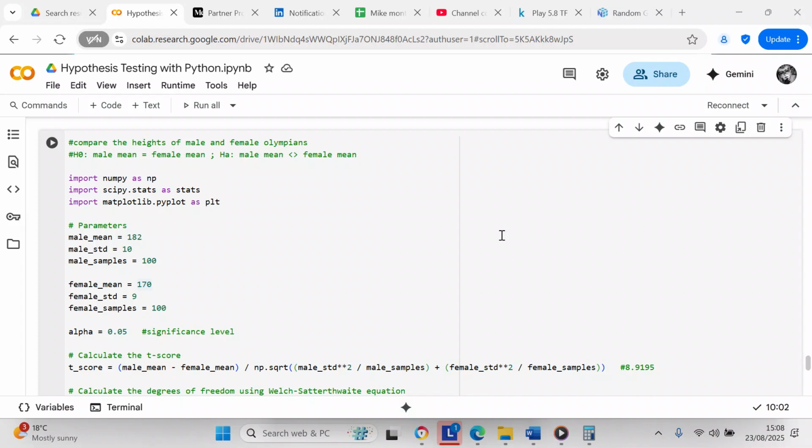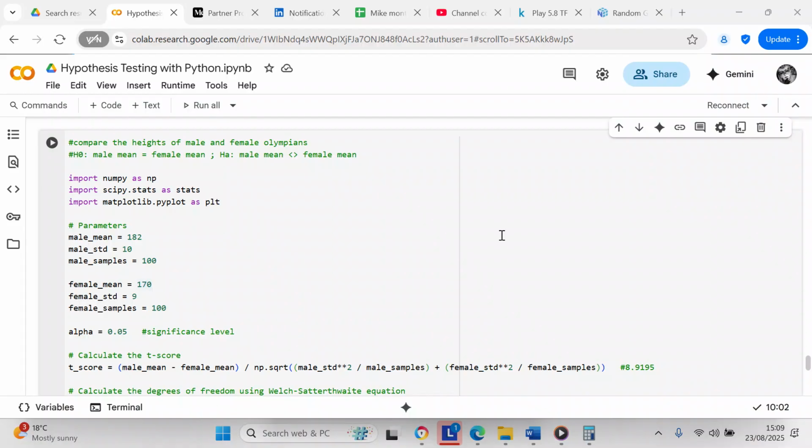In this particular video, we're going to do a difference of mean test that's going to be a little bit different from the difference of mean test that we did in the last video, because we're going to be testing the means of the male and female Olympians. Basically, we're going to compare the heights of male and female Olympians. So your null hypothesis is the male mean equals the female mean, and the alternate hypothesis is the male mean does not equal the female mean.